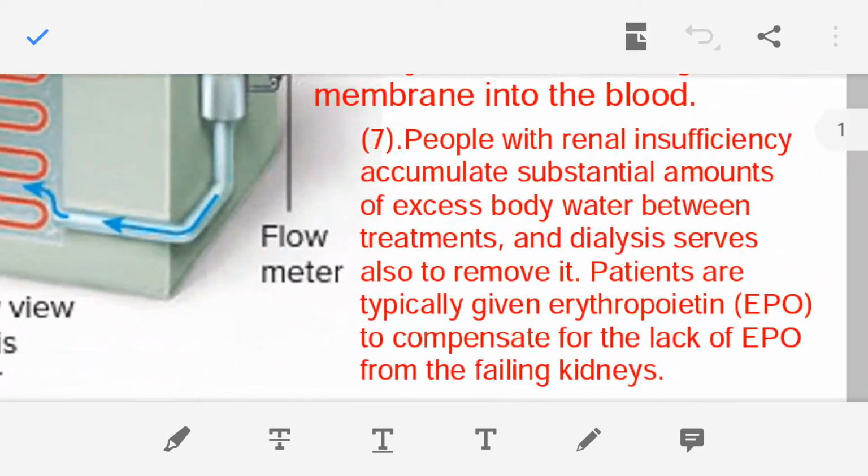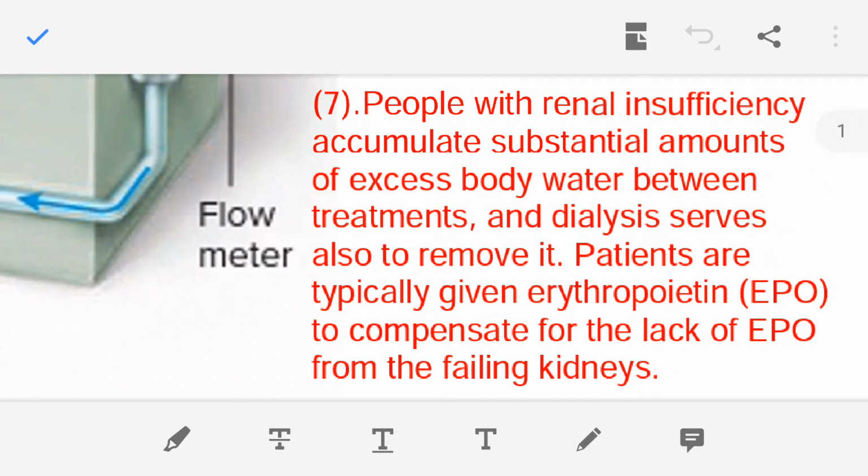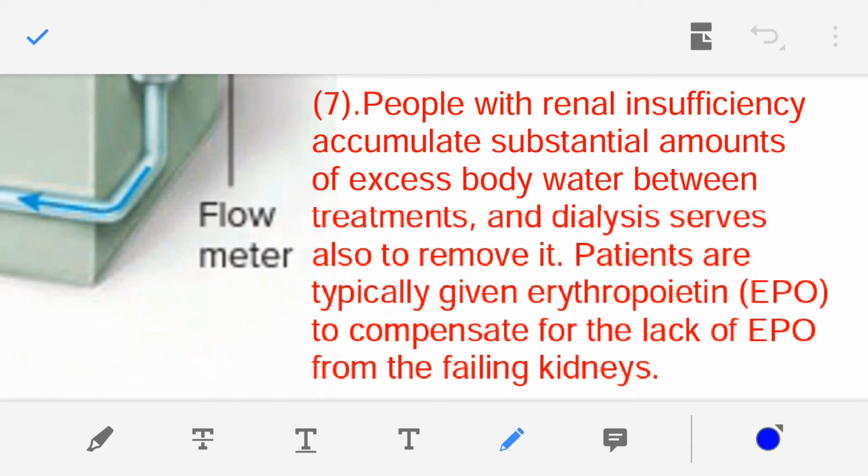Now one more problem people suffer when the kidney fails. When renal insufficiency is there, when the kidneys are not working properly, a substantial amount of excess body water is present in the patient's body. So we can say the amount of water in the patient's body has risen up. This increasing level of water in the patient's body is also problematic.